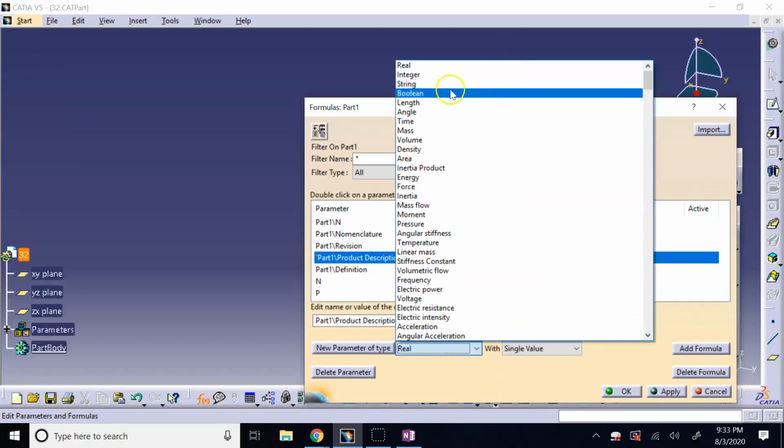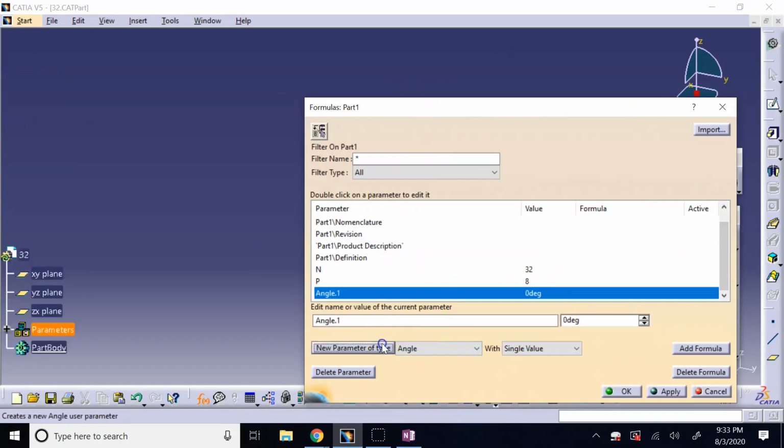So here we go with angle, and we create one and call it phi, and the value for that you set to be 20. There we go.